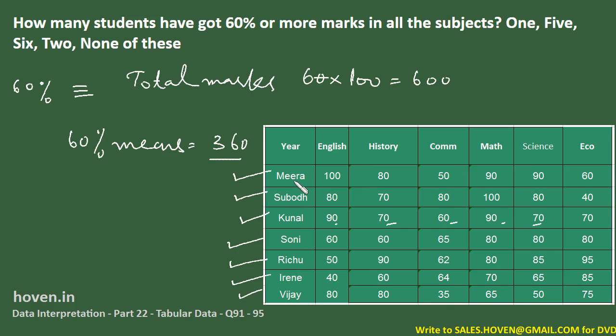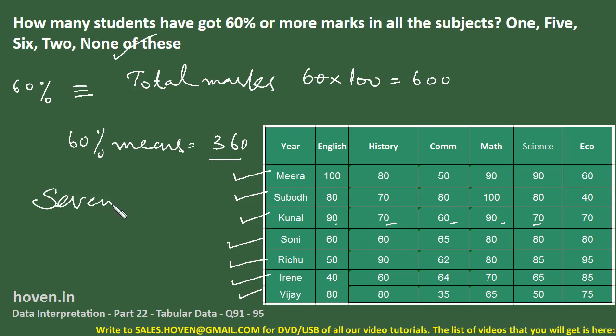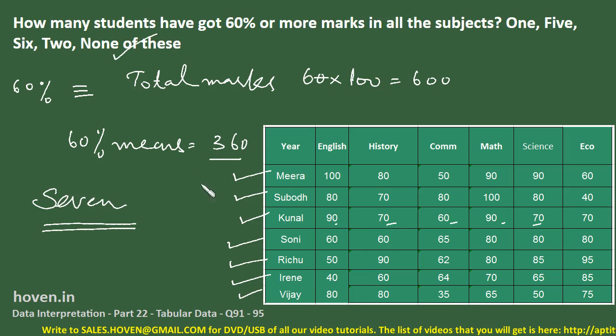So all of them are scoring more than 60%. So what should be the answer? 1, 2, 3, 4, 5, 6, 7. So none of the above is the answer, because 7 students scored more than 360.